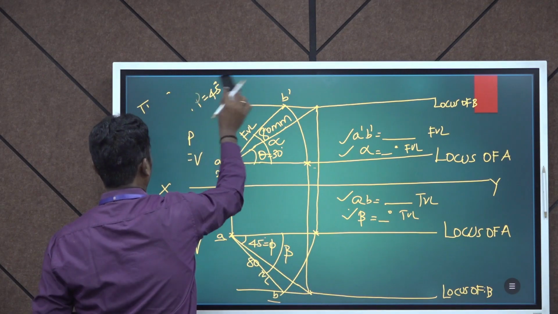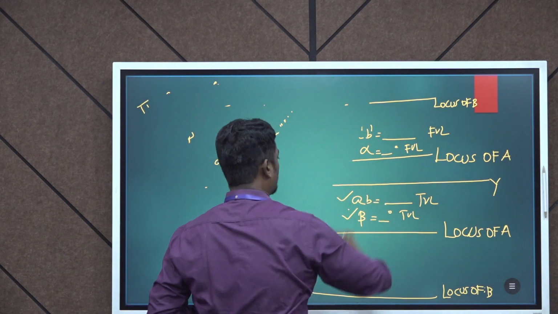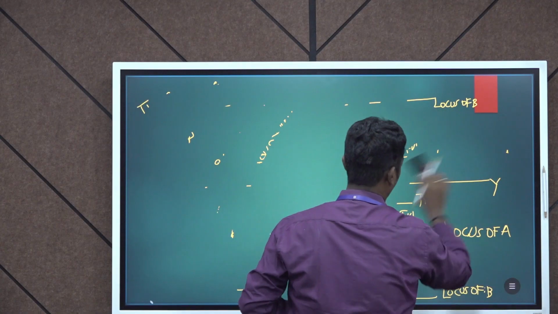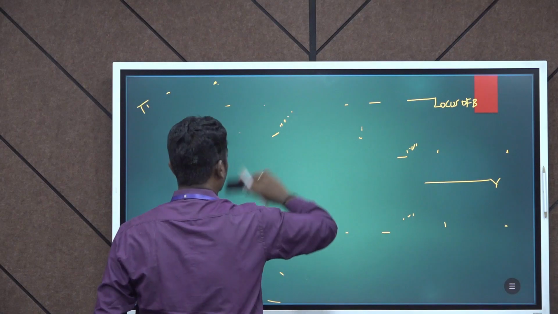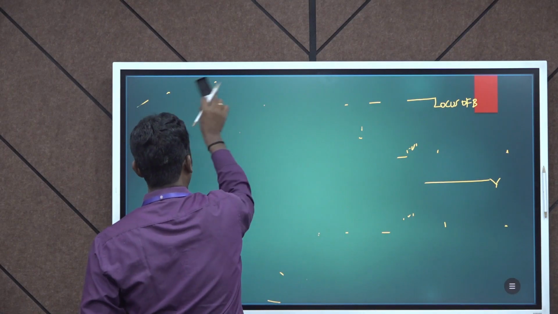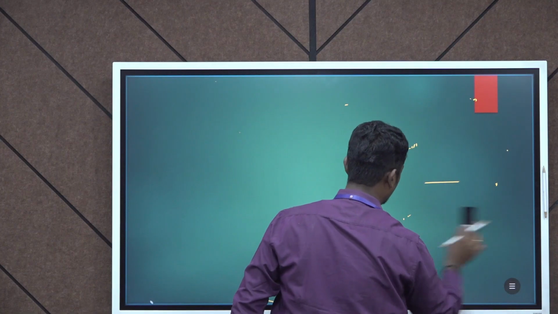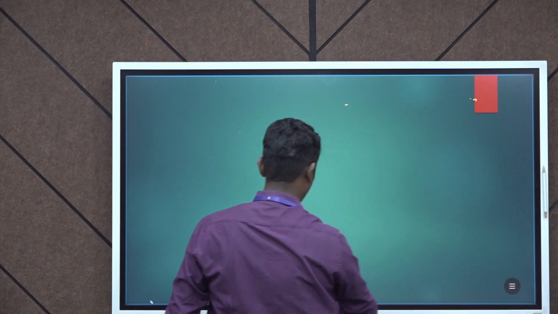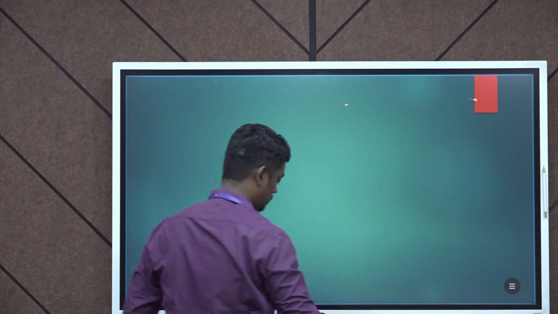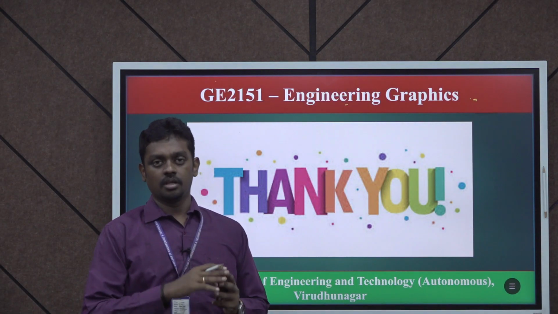So, these are the information we require. We will see some different kinds of problems, like here they have given the true length values and the true inclination also. If we have some other information, then how to draw that also we will see in the coming problem. So, these are all the basic inputs required for the projection of straight line.